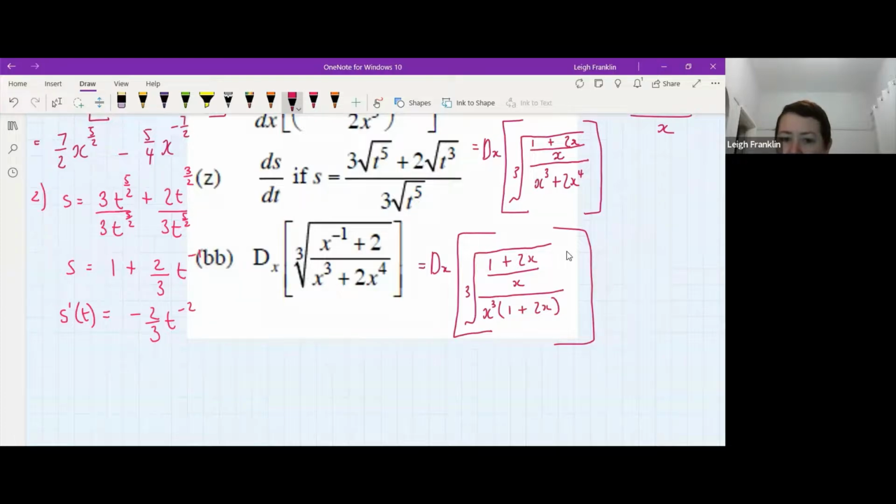Okay, so I've got a complex fraction. In the numerator, I have 1 plus 2x over x. And in the denominator, I factorized out x cubed, and I've got x cubed times 1 plus 2x in the denominator. Are we all good so far?